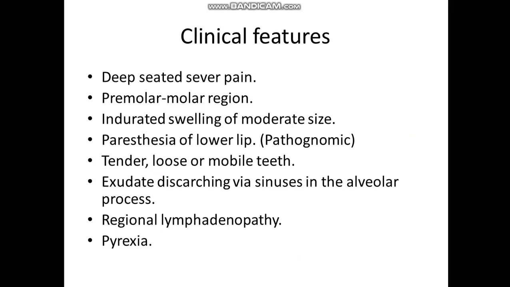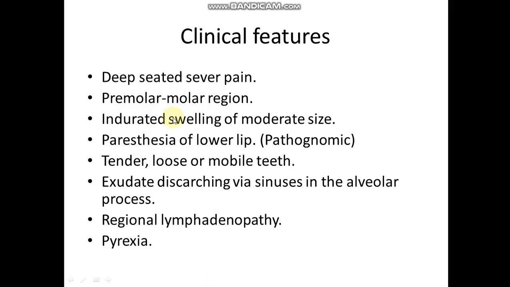The clinical feature of acute osteomyelitis is deep-seated severe pain. Deep-seated because the inflammatory process involves the medullary spaces or marrow spaces. So there is deep-seated severe pain because there is exudate and pressure on the nerve. It is deep-seated because it involves the medullary spaces or the tissue of the medullary spaces. The premolar and molar region, that means the body of the mandible, could also be involved.